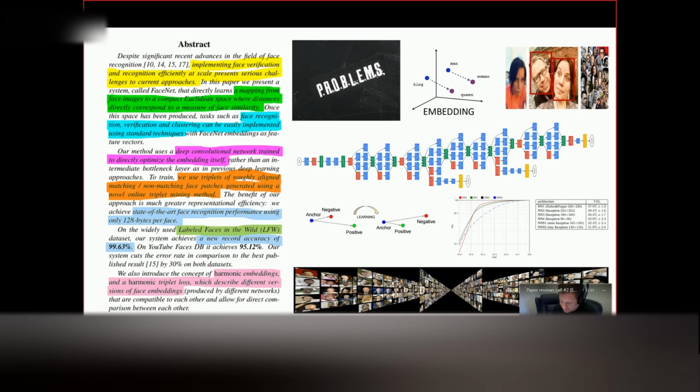And then they end off with talking about something called harmonic embeddings and harmonic triplet loss. I'm not going to spend too much time on that, but essentially that means that when they did version 1 of FaceNet, you could produce these embeddings, and then you can now reuse them even in combination with embeddings produced by version 2 of FaceNet and so on. So that is the purpose of the harmonic embeddings and triplet loss.